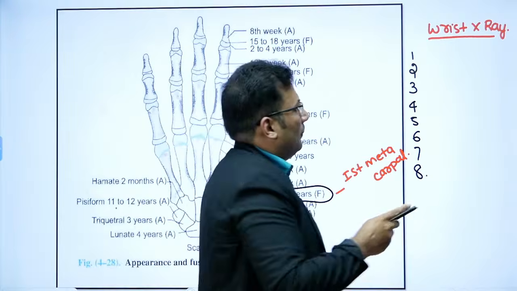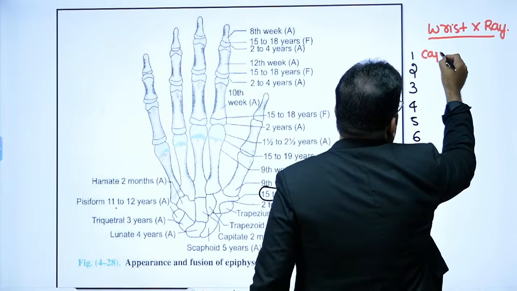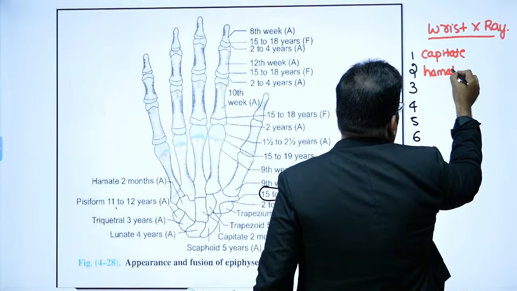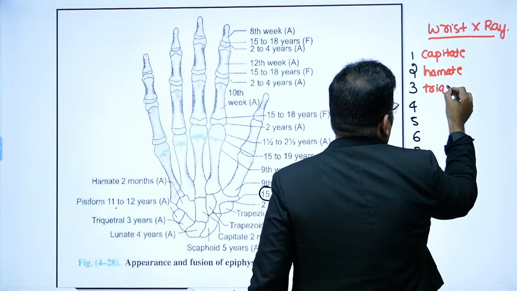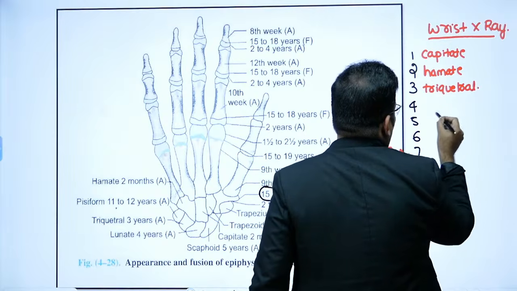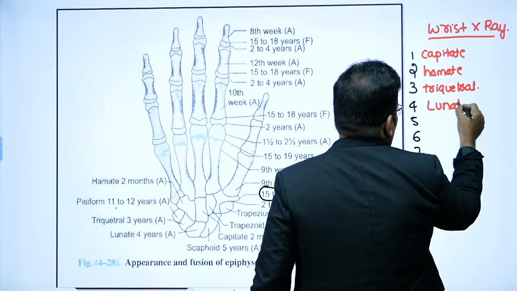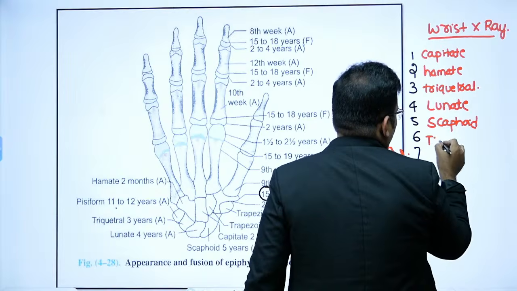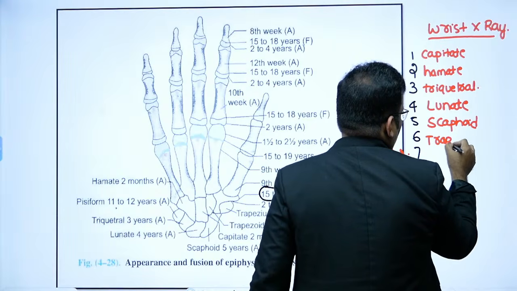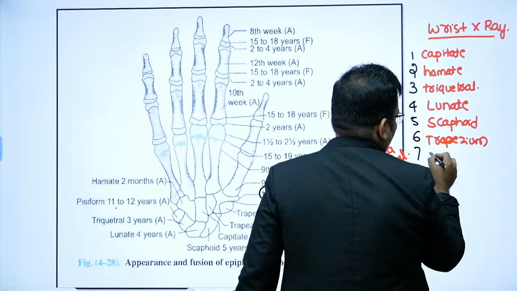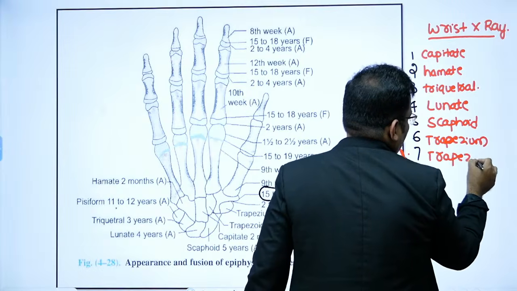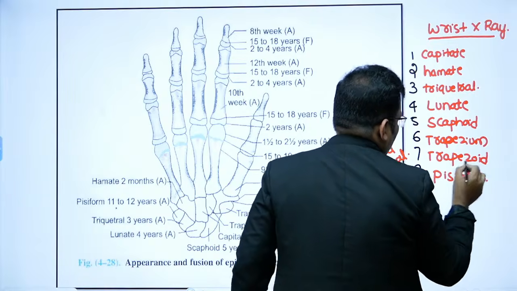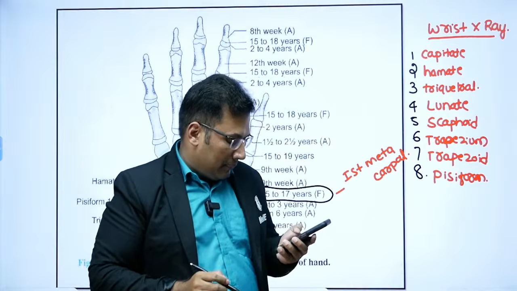Capitate. Hamate. Triquetral. Lunate. Scaphoid. Trapezium. Trapezoid. Pisiform. So let me start with the carpal bones.